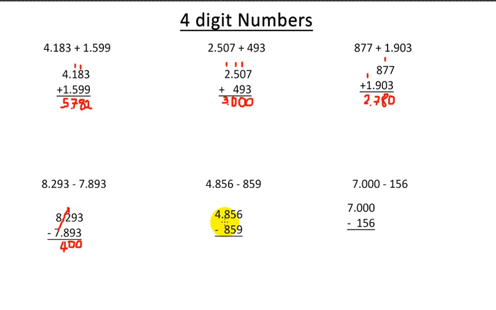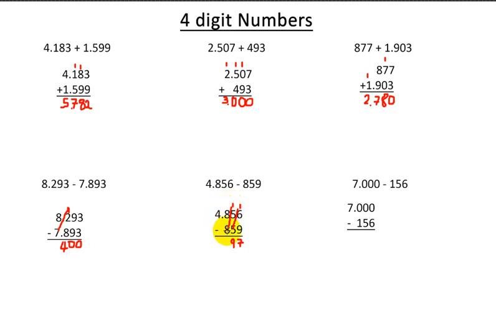Next up, we have 4,856, take away 859. I start by saying 6 take away 9. I can't do 6 take away 9, so I borrow. 16 take away 9 makes 7. I return this here. The 5 becomes a 6. 5 take away 6 I can't do. So we say 15 take away 6 makes 9. I return this here. It becomes a 9.